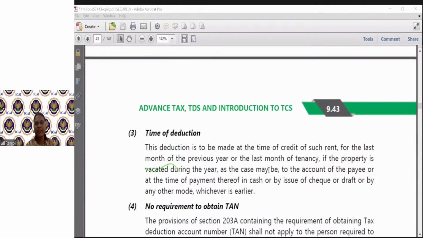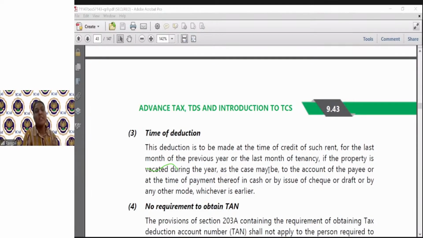Now, when is TDS required to be deducted? Up till now, we have studied that TDS is required to be deducted at the time of payment or credit, whichever is earlier, in the majority of cases, right? But here in this section, TDS is required to be deducted at the time of payment or credit, whichever is earlier, from the rent of the last month of the previous year. Or if the tenancy period is less than 12 months, then from the last month of the tenancy period.